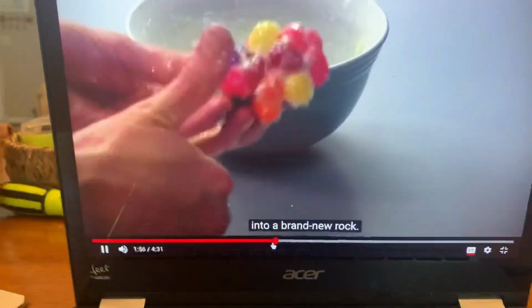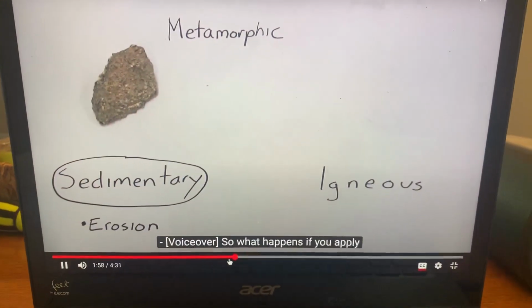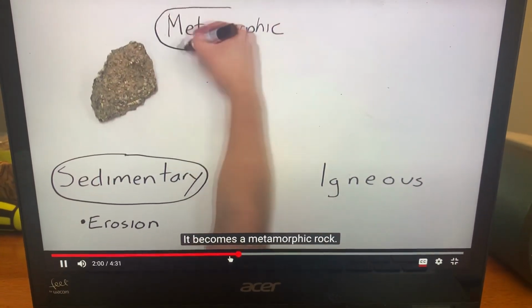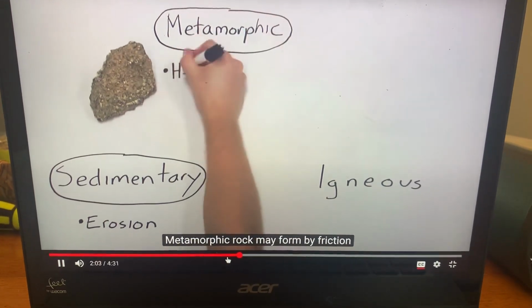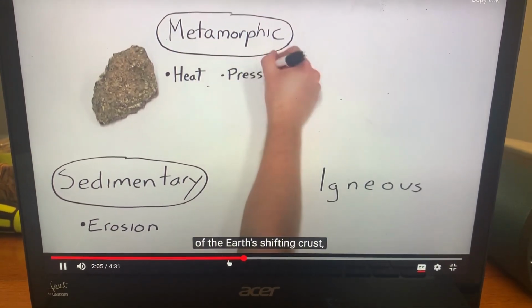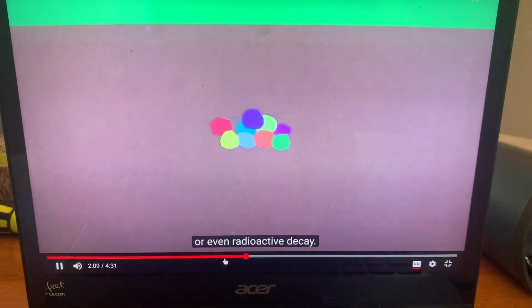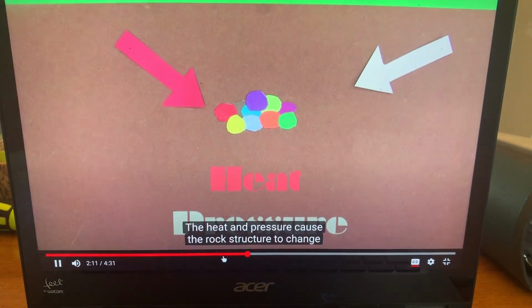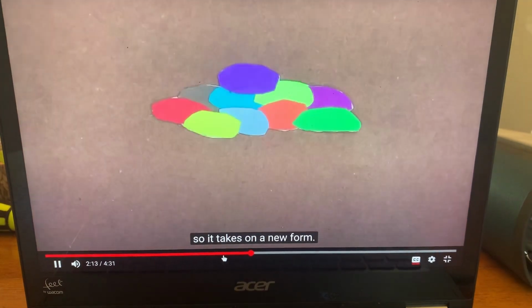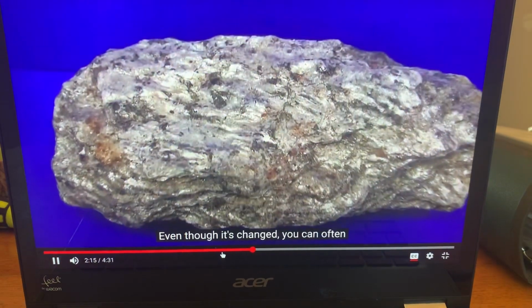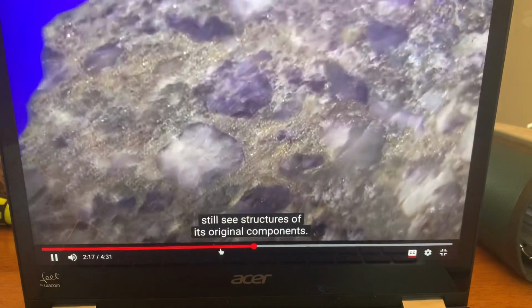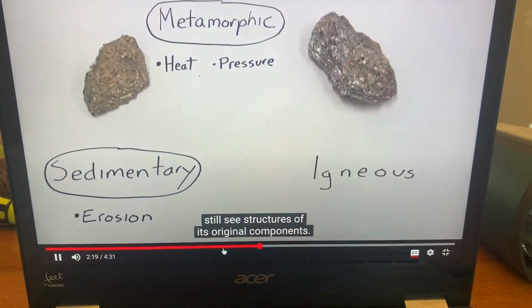Brand new rock. So what happens if you apply both heat and pressure? It becomes a metamorphic rock. Metamorphic rock may form by friction of the Earth's shifting crust, pressure deep within the Earth, or even radioactive decay. The heat and pressure cause the rock structure to change, so it takes on a new form. Even though it's changed, you can often still see structures of its original components.